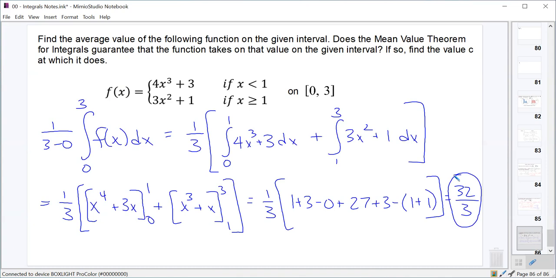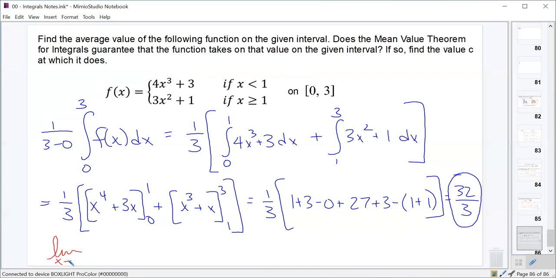And so the question up here asks us, does the mean value theorem for integrals guarantee that the function actually takes on that value on the given interval? In order to determine that, we have to determine if this is continuous at x equals 1. We know it's continuous from 0 to 1 because that's a polynomial, and continuous from 1 to 3 because that's a polynomial. But the question is, do these things meet up at the same point at x equals 1?